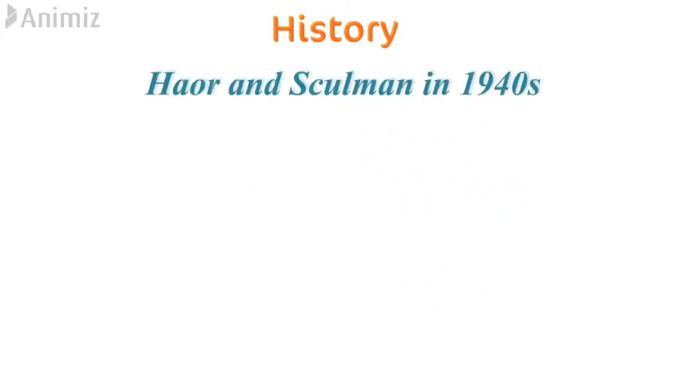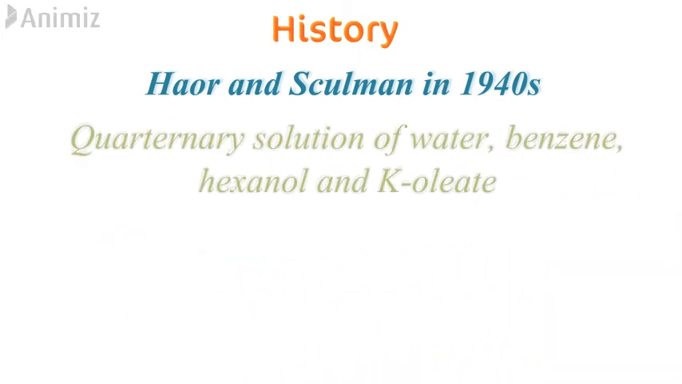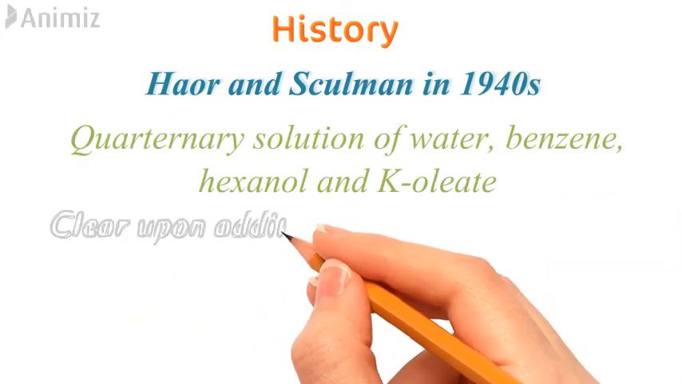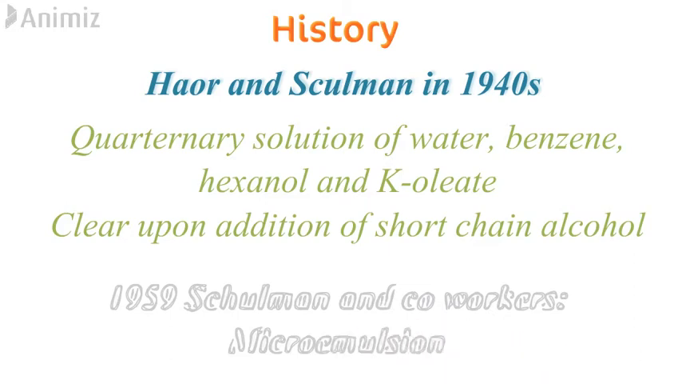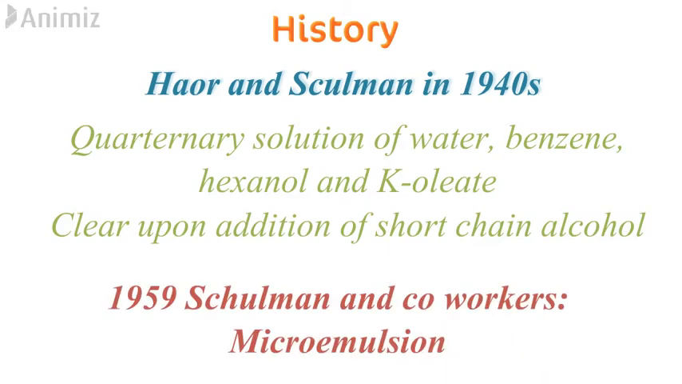The concept of microemulsion was introduced by Hoare and Schulman in the 1940s. They prepared a quaternary solution of water, benzene, hexanol and K-oleate which became clear upon addition of a short chain alcohol. And in the year 1959, Schulman and co-workers coined the term microemulsions.